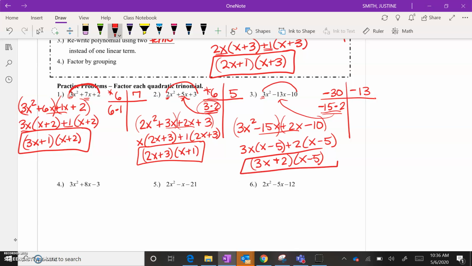Isn't this fun, people? So much better than easy trinomials.